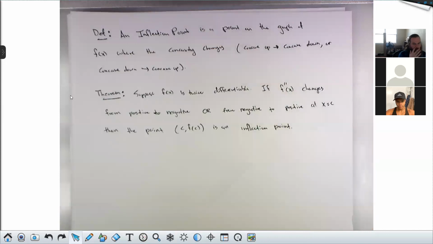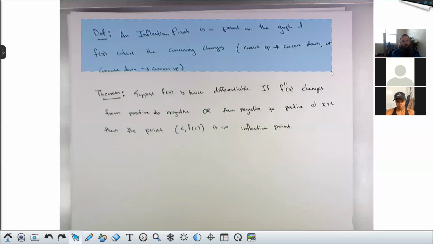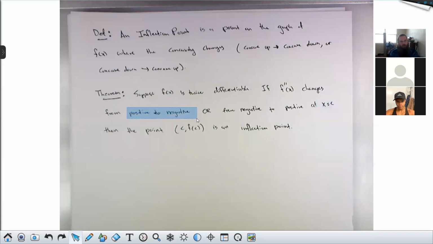And this theorem maybe isn't even worth calling a theorem because it's an immediate consequence of the definition. Somewhere you change from concave up to concave down, or concave down to concave up, is called an inflection point. Concave up means f double prime is positive. Concave down means f double prime is negative. So if you have an x value where f double prime goes from positive to negative, that means the original function goes from concave up to concave down. So that's an inflection point. Or if f double prime goes from negative to positive, that means the original function f goes from concave down to concave up. That's an inflection point.